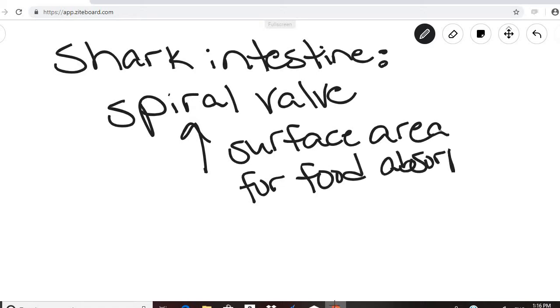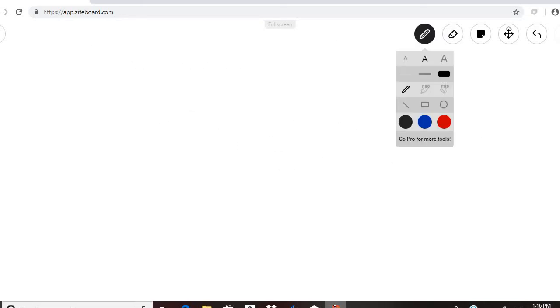Not unlike humans, whose small intestines are very long and kind of coiled up inside us. The reason they are like that is to provide a larger surface area so that things can be absorbed. Okay, so that's an interesting thing about the shark, that spiral valve that they have.